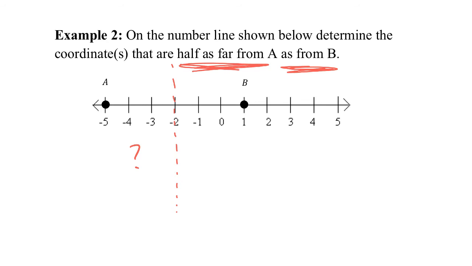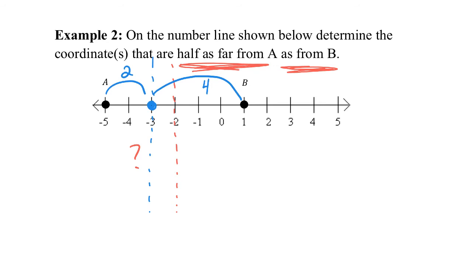So when I do this problem, I want whatever this distance is over here to be half of whatever this distance is over here. So let me take that midpoint line I drew and move it over 1 unit first. Does that work? What's this gap right here, and what's this gap right here? So that works, right? So -3 is definitely my answer. Again, -3 is definitely my answer.